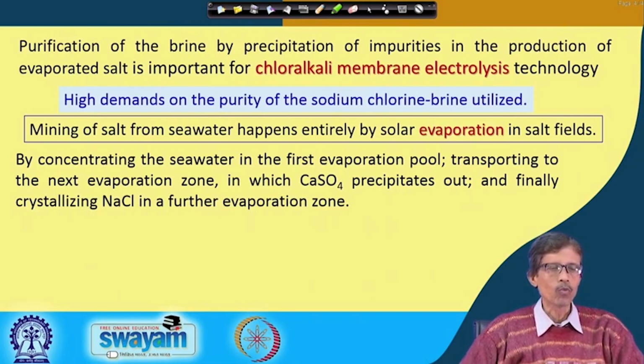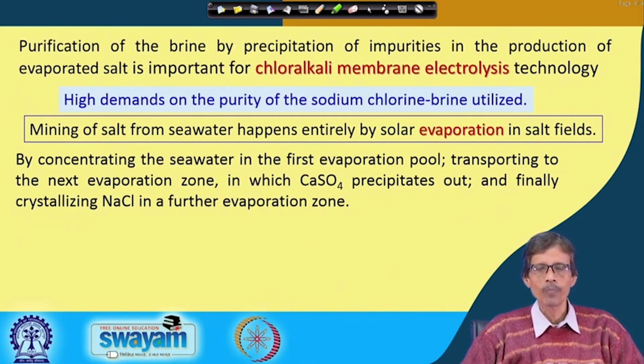What we do is concentrate the seawater in the first evaporation pool. We put seawater into the pool, allow it to enter, and then transport it to the next evaporation zone. The first evaporation pool allows a little bit of evaporation, and then the water goes to the second zone, in which calcium sulfate precipitates out, since calcium sulfate is already present in seawater.